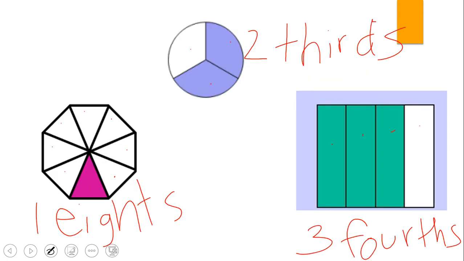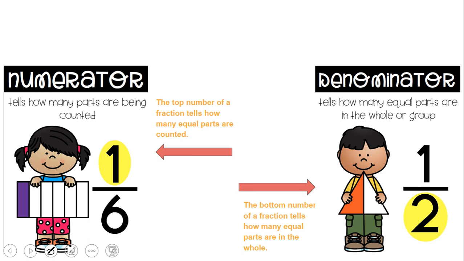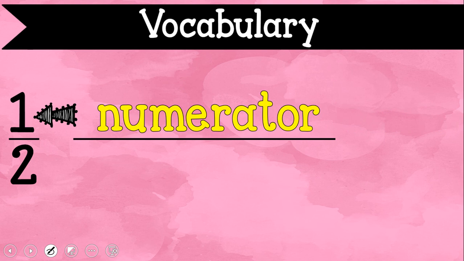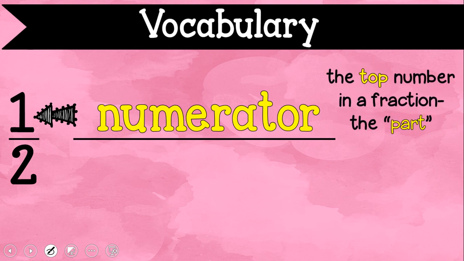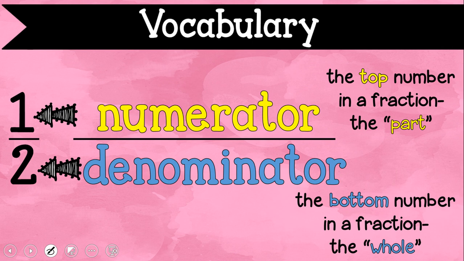Then, after we learned what their names were, we learned how to write fractions in numbers. So this is where we use the words numerator, which is the number at the top, and it means how many parts are being counted, and denominator, which is how many parts are in the whole. The denominator is the number at the bottom, and the numerator is the number at the top, okay? So again, numerator is the top number, and that is the part, so how many parts are colored. And the denominator is the number at the bottom, which is how many parts there are in the whole.